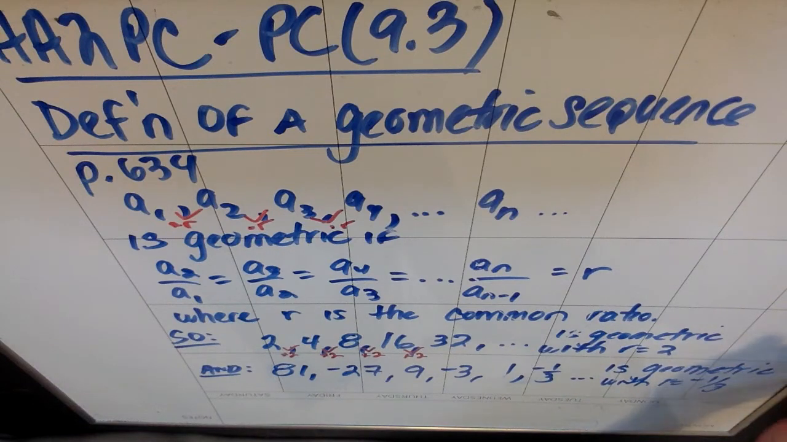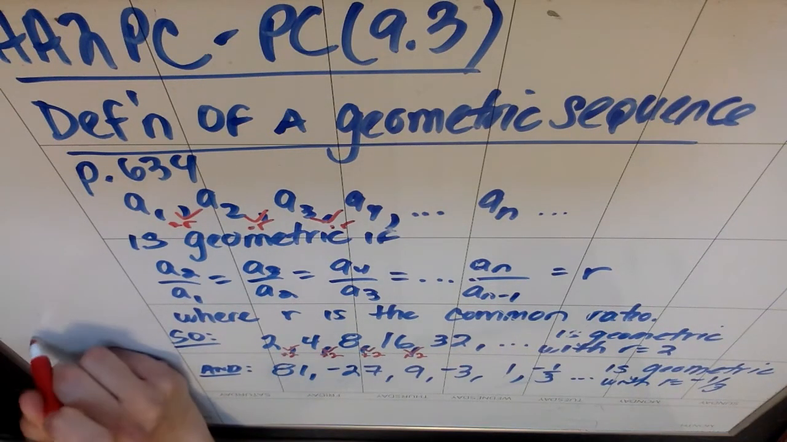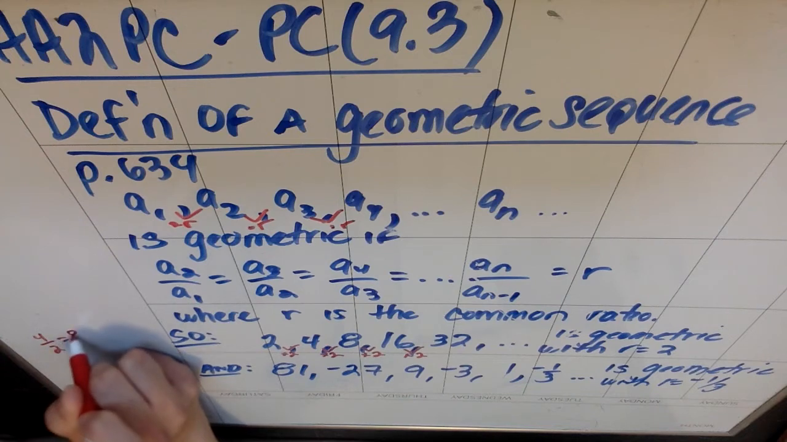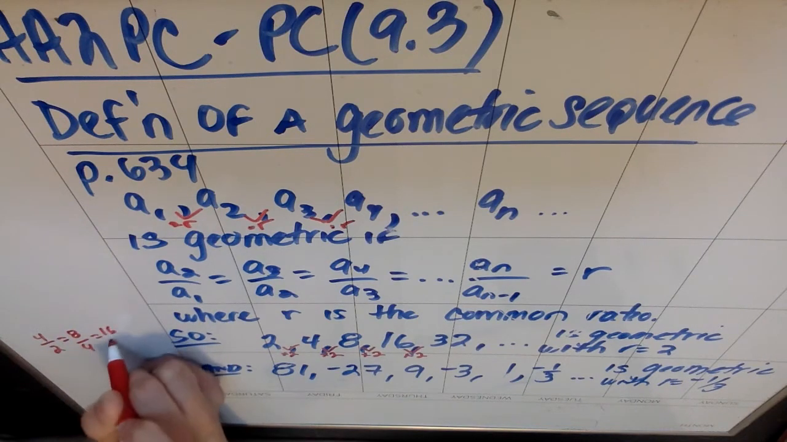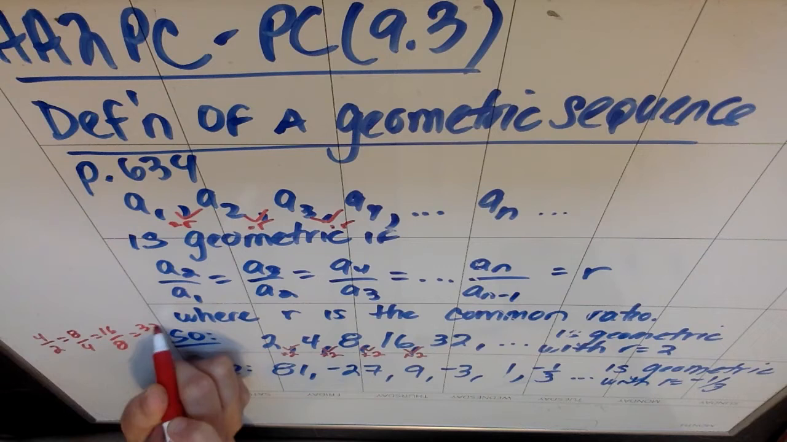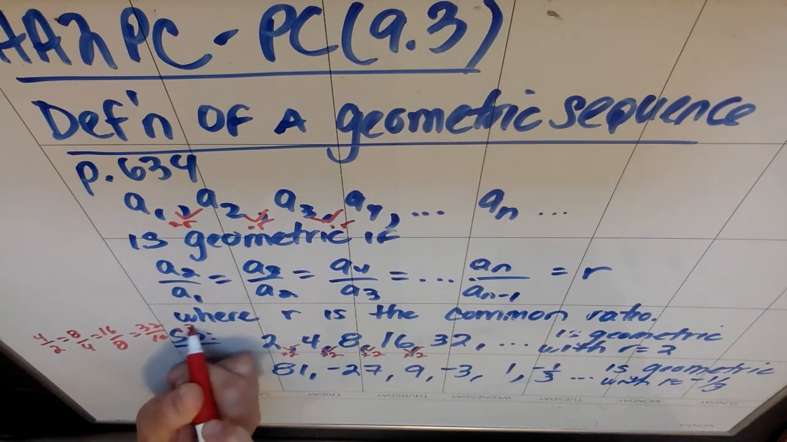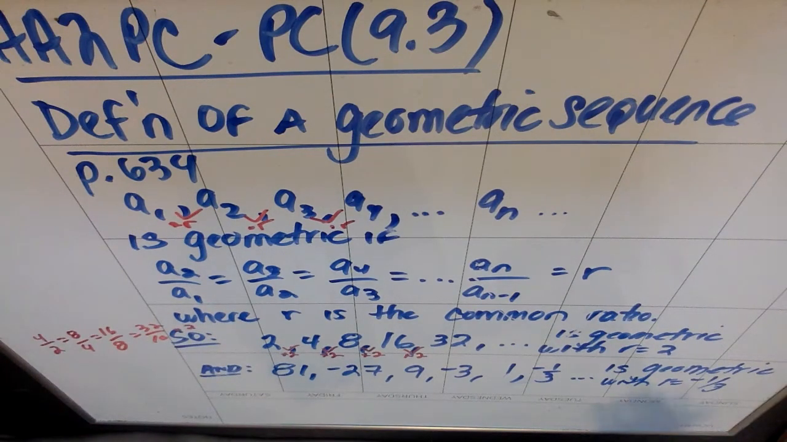And again, if you need a more concrete mathematical way to find it, it would be 4 over 2, which is the same as 8 over 4, which is the same as 16 over 8, which is the same as 32 over 16, which is 2, right? But often it's easier to see those by visual observation anyway.